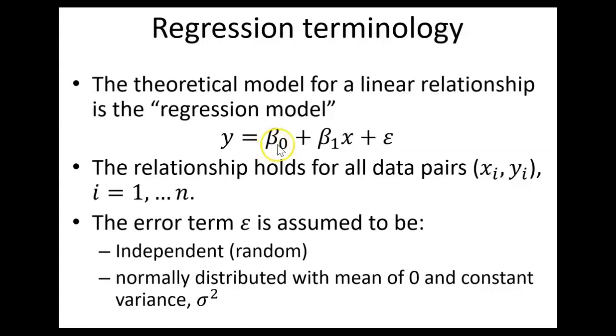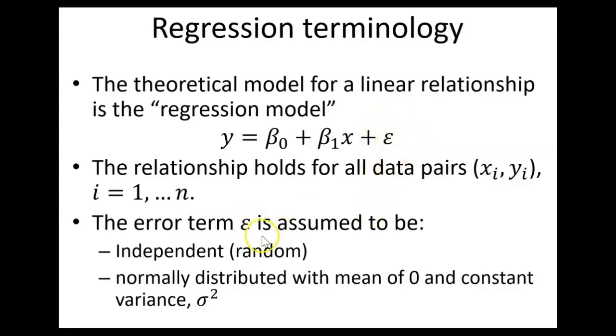And here we have these Greek letters beta. These are theoretical parameters, where beta 0, we're going to call the intercept, and beta 1, we're going to call the slope. And then epsilon is what we're going to call an error term.